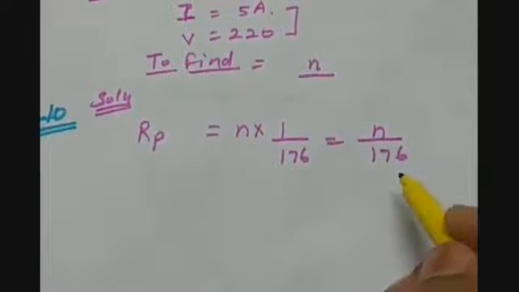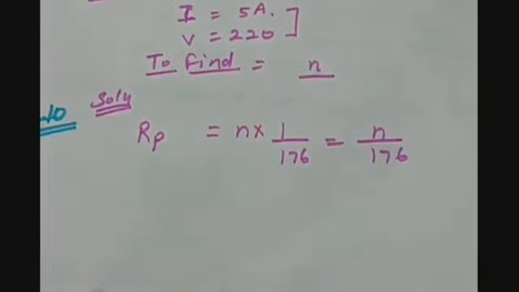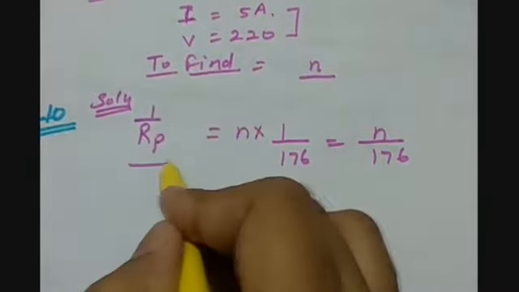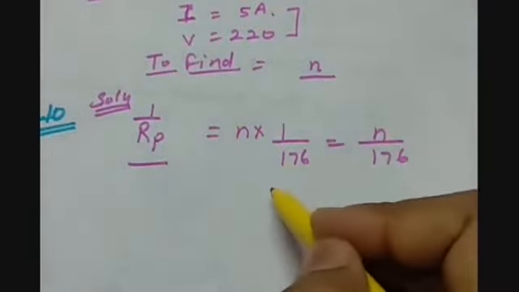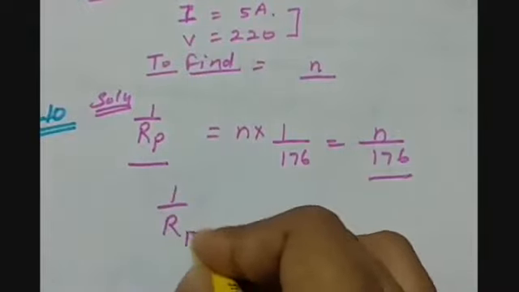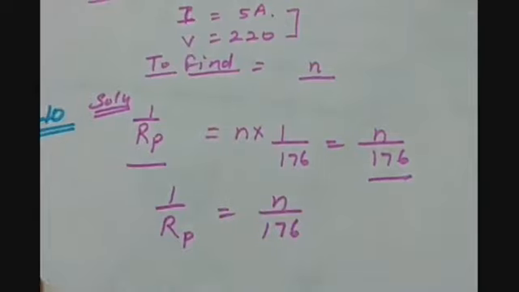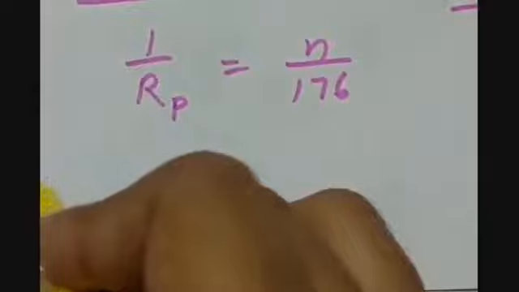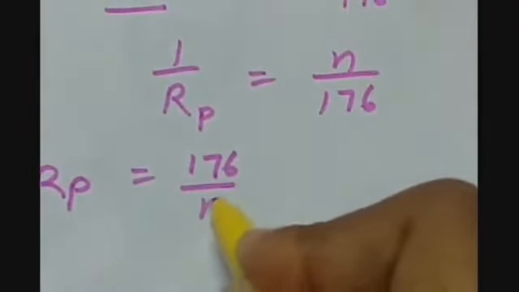So now we have Rp, that is equivalent resistor. Sorry, this should be 1 upon Rp, because 1 upon Rp is equal to 1 upon R1 plus 1 upon R2 and so on. So this will be calculated this way. So we have 1 upon Rp as N upon 176. So from here, equivalent resistance Rp becomes 176 upon N.